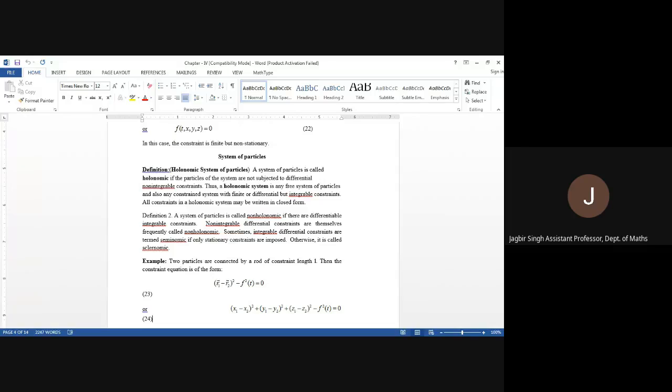Next one, a non-holonomic system. According to the definition of a holonomic system, it should be a system in which the constraints are of the type differential and non-integrable.